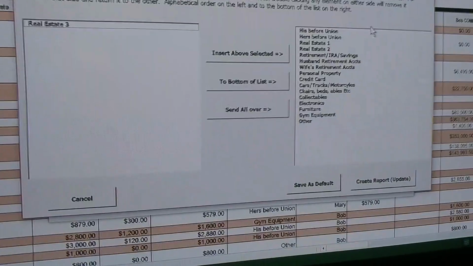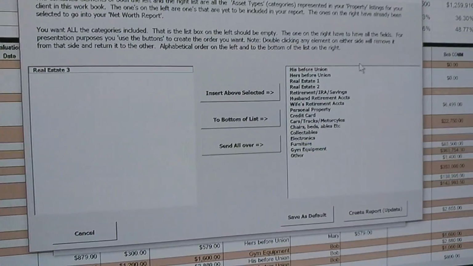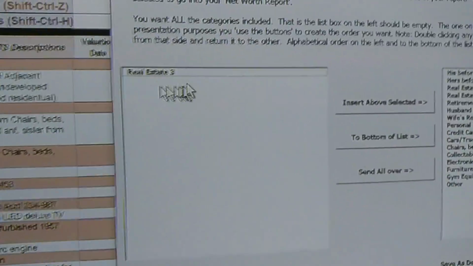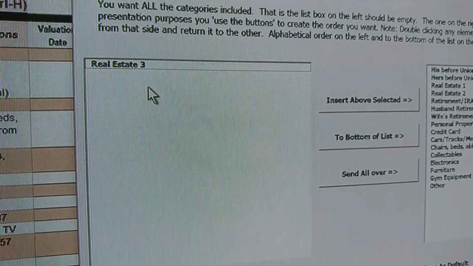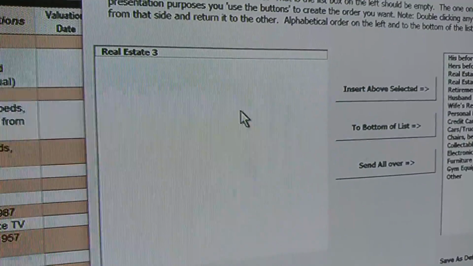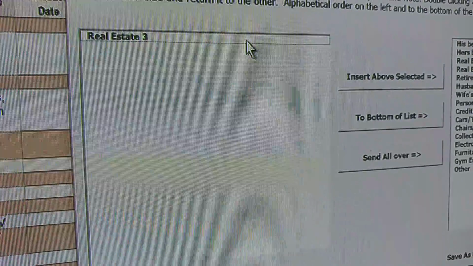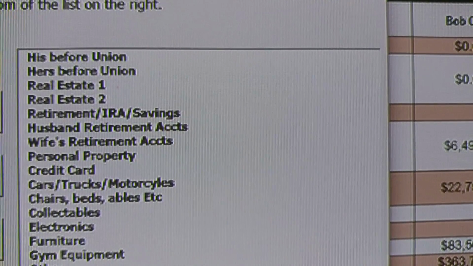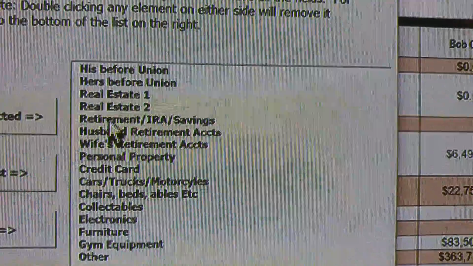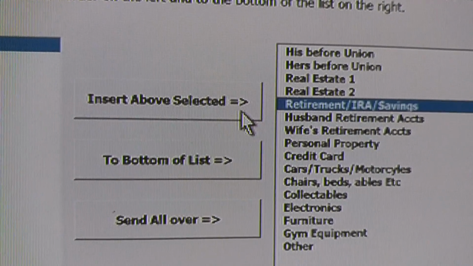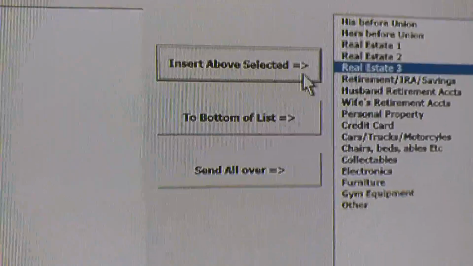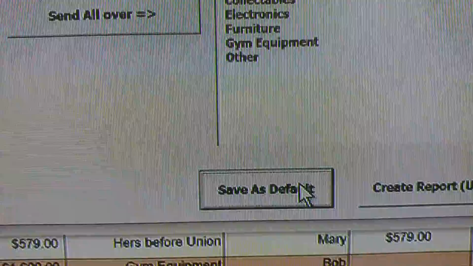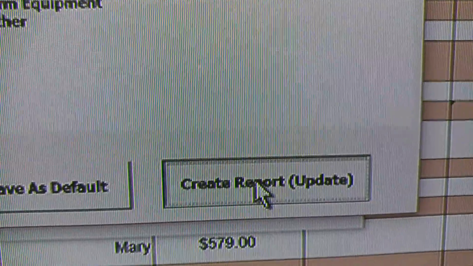Well, normally, we could run the report right now, but it discovered something. That one of the categories, one of the asset types called Real Estate 3 hasn't been put into the report yet. We need to put it where the attorney wants it. So we're going to go ahead and select Report Real Estate 3. We're going to come over here and select retirement IRA savings, because it's going to stick it above that, and now insert above selected. Before we actually run the report, let's save this so we don't have to answer that question again. There you go. And now create the report.